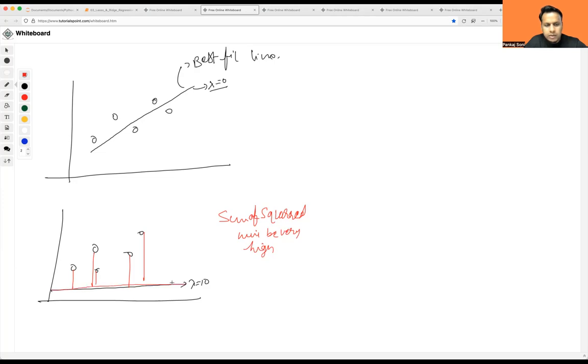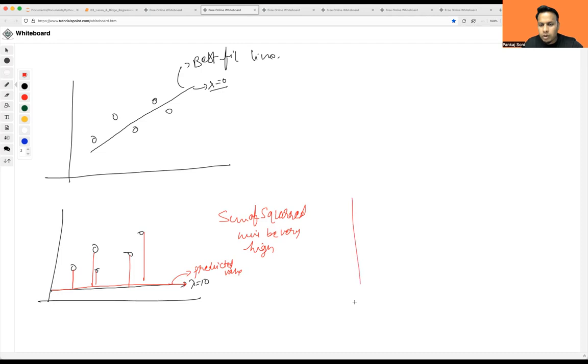And because it is zero, you see the error difference between the predicted value. This is nothing but your best fit line, right? And this is also known as a predicted value. If you calculate the squared difference between the predicted and the actual value, it is going to be very high. That's why the sum of squared error will be very high.